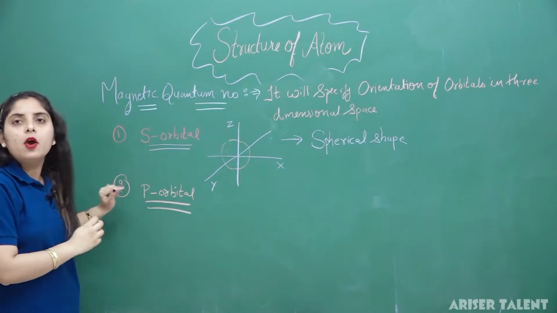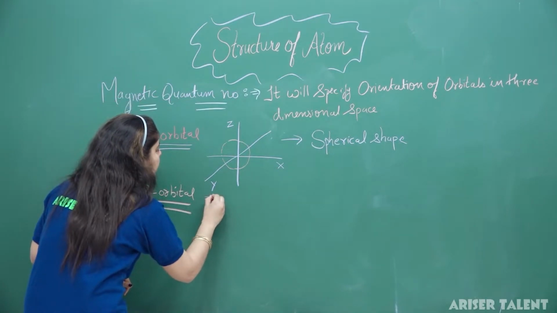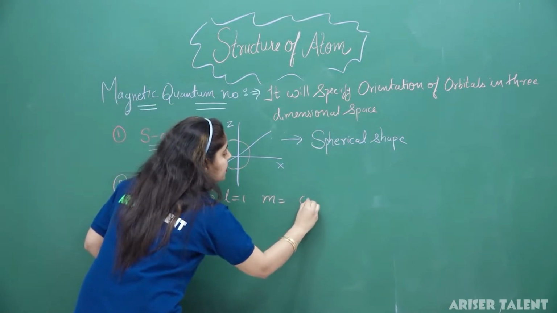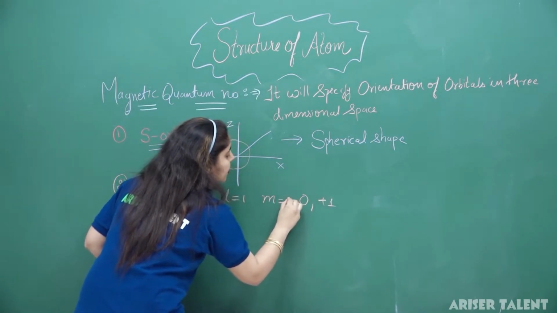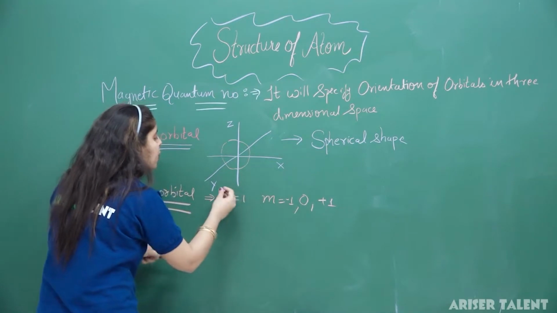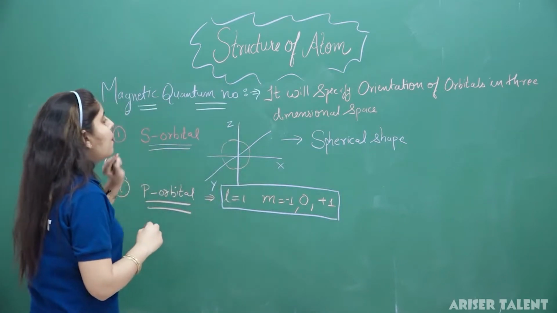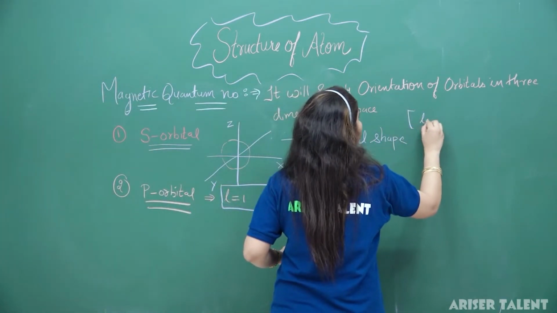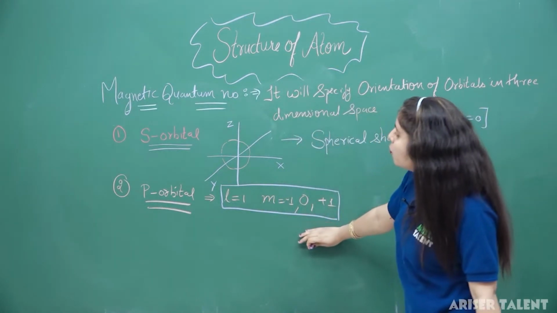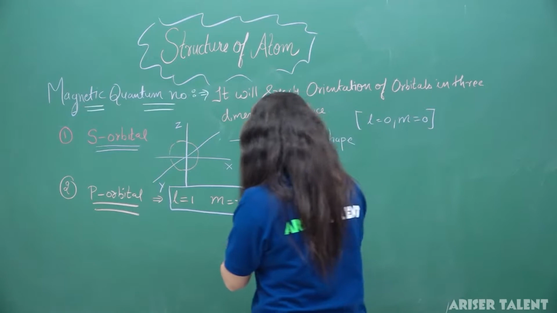If I talk about the p orbital, what actually happens in the p orbital? We have the value of l equal to 1 and m will have 3 values, that is 0, +1 and -1. These are the set of azimuthal quantum number and magnetic quantum number for the p orbital. And for the s orbital, we have l equal to 0 and m is also equal to 0. Now what do we want to know? We want to know the shape of degenerate orbitals in case of the p orbital.